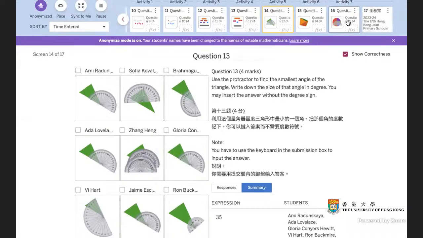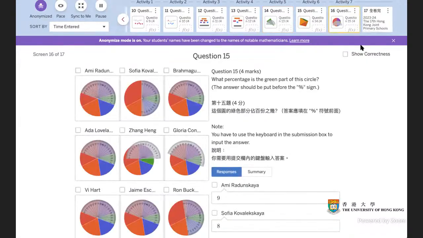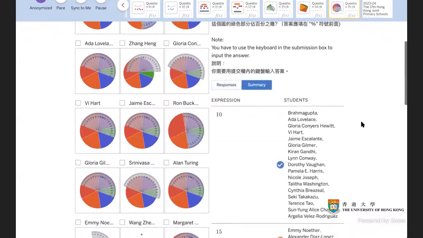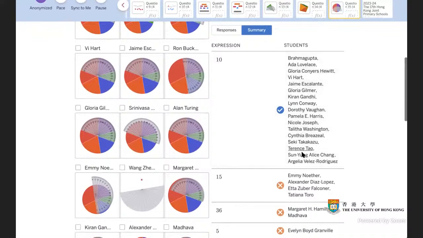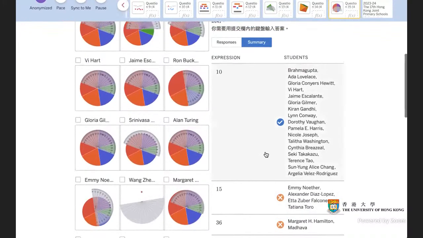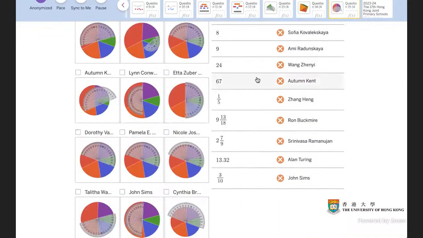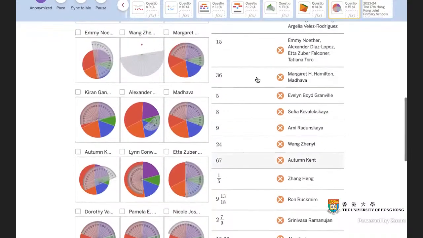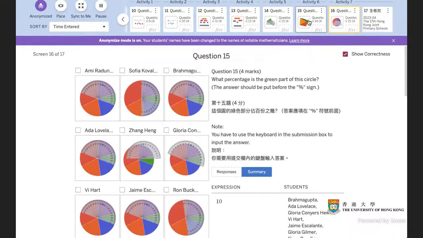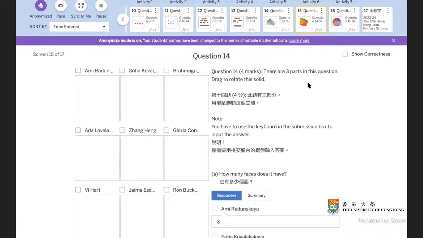And if you jump to the last one first, because the last one is also about using the protractor. Here we are asked to find the percentage of the green area in the circle. It's not directly about the angle, but using the angle to find the percentage. And here you can find, more or less the same group of students can get the correct answer of 10%. The other ones should give different answers, but we may not be able to know how the different answers come out.